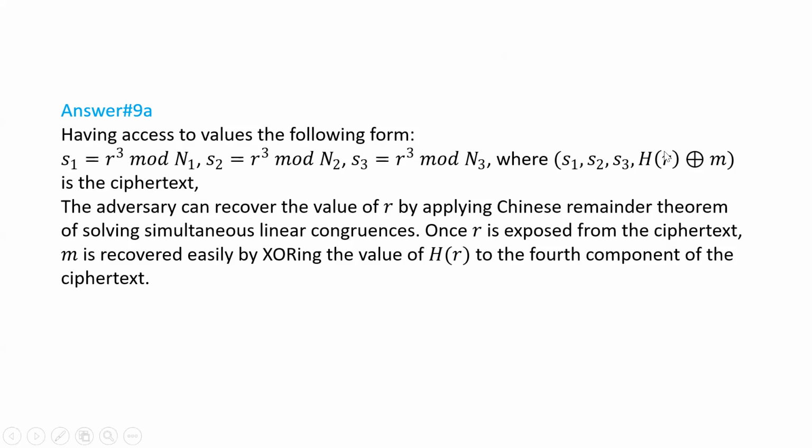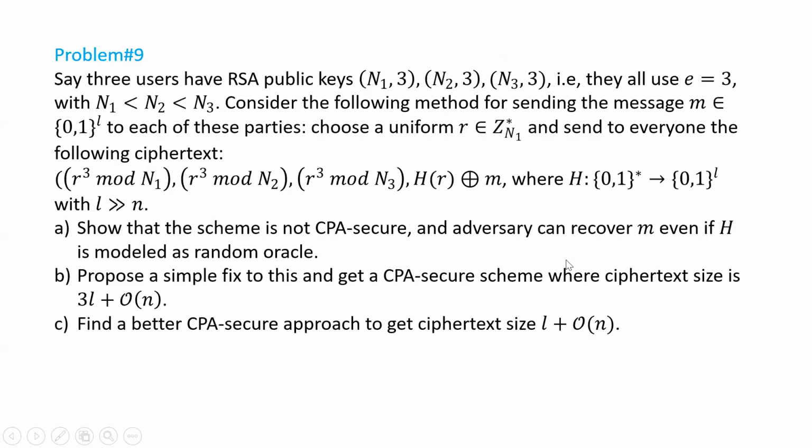And with the knowledge of R, you can compute H of R, and then just XOR the value of H of R with the fourth component to recover the exact underlying plaintext M. So that is how the scheme is not CPA secure; rather, the scheme reveals the underlying plaintext M, right? So the first part is done.